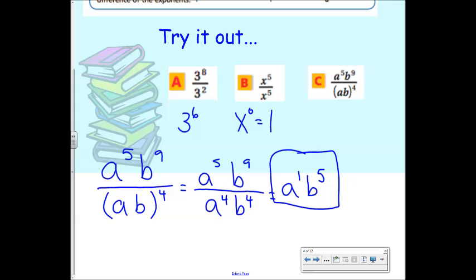What's the difference between simplifying and solving? Solving means there's an answer. Simplifying means it's just making it simple, breaking it down as much as you can. That's all you can do.